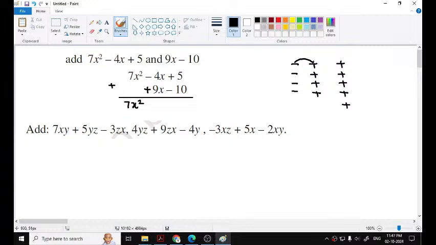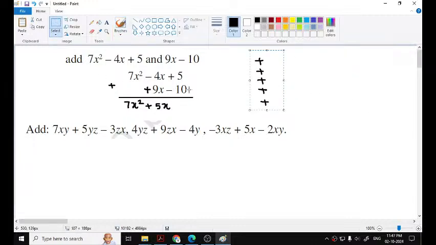This plus minus becomes 0, this plus minus becomes 0, this plus minus becomes 0. So this becomes 0 and we are left with plus 5. So answer is plus 5x. Similarly, we have plus 5 and minus 10. The equal number of plus and minus add up to 0, so they cancel each other. So we are left with negative, and they are 5 in number. So answer is minus 5.